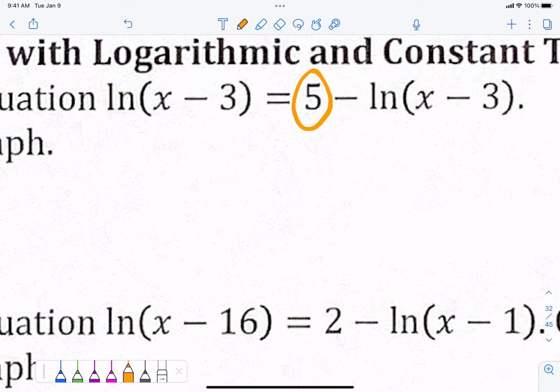Let's get going. If we have a term that is not an ln or doesn't have an ln attached to it, we're going to put it on one side and all the ln junk on the other side. Okay? So let's add ln to this side.